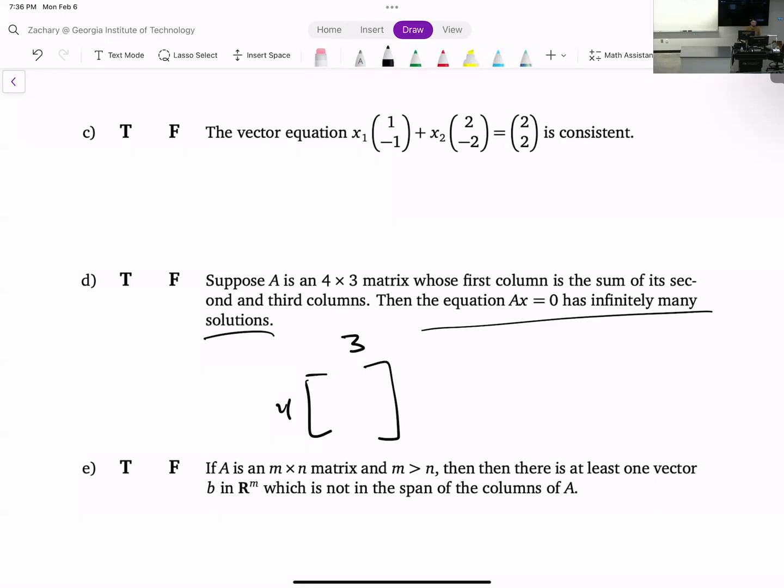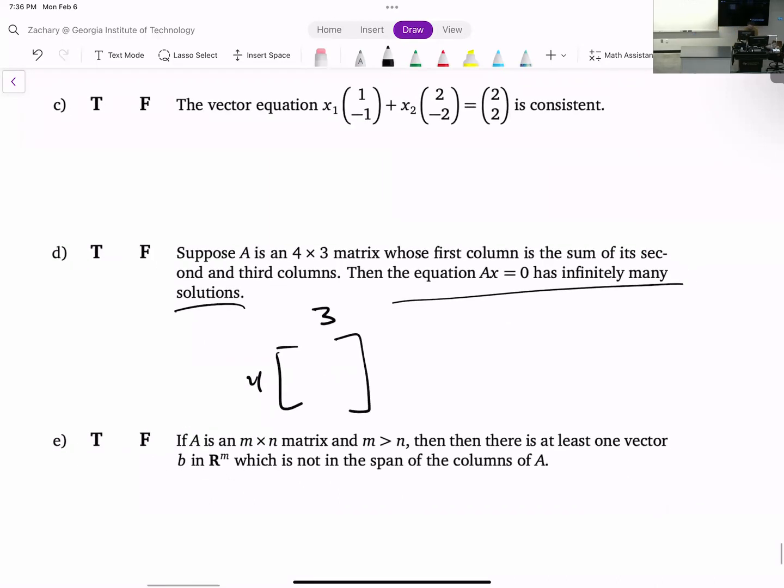I can never remember which one is M and N, so I always just write rows by columns, to be honest. And they can't just give you a question and say, hey, when M is 4 and N is 3, they can't do that. They have to specify that. And the first column is the combination of the other two. The equation AX equals 0 has infinitely many solutions.